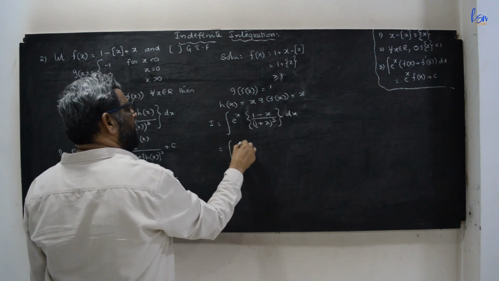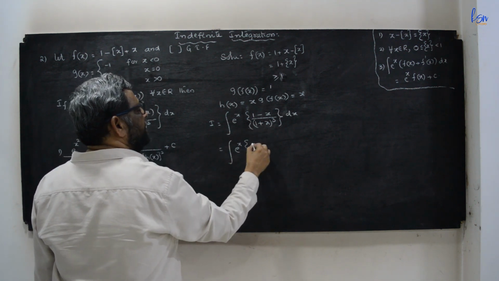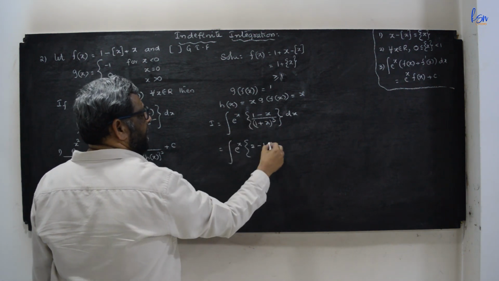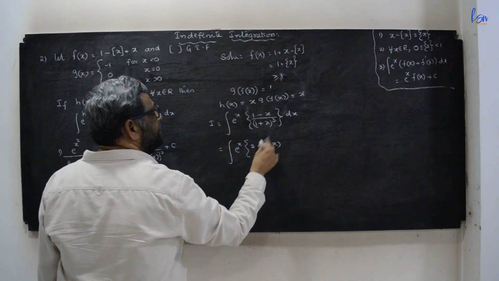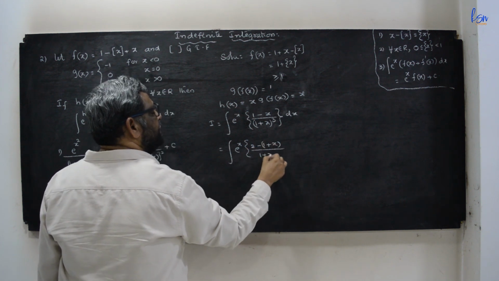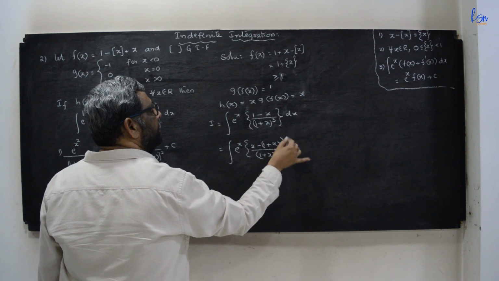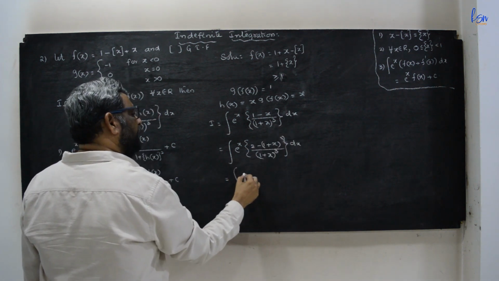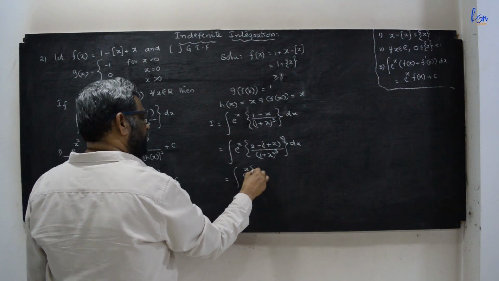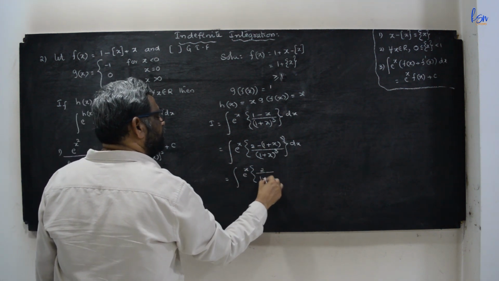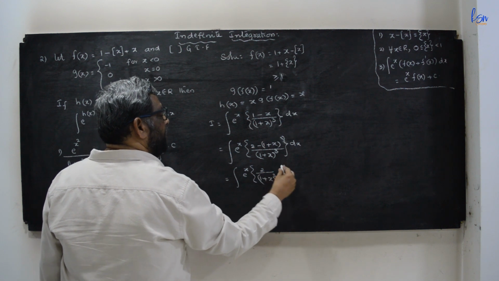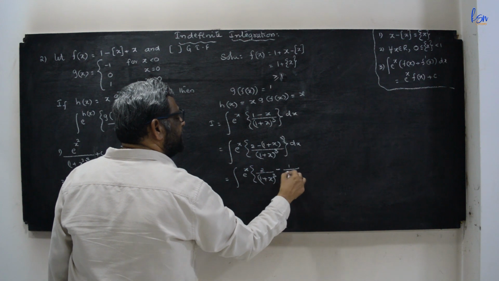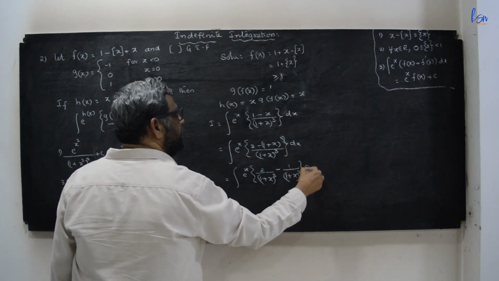Here e to the power of x into (1 minus x), this can be written as 2 minus (1 plus x), so you can take it like this by (1 plus x) whole cube dx. This can be split as the integral of e to the power of x into [2 by (1 plus x) whole cube minus (1 plus x) by (1 plus x) whole cube, that is 1 by (1 plus x) whole square] dx.